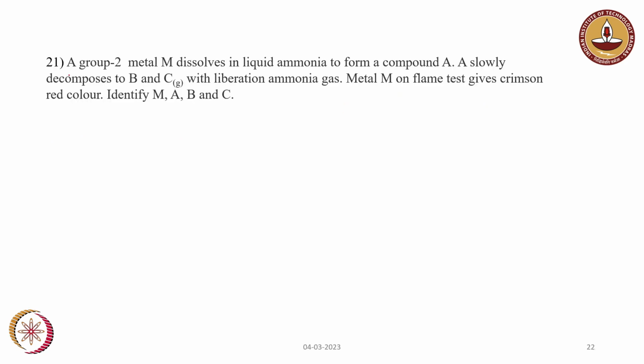So the next question is, a group 2 metal M dissolves in liquid ammonia to form a compound A, and A slowly decomposes to B and C, which is a gas, with liberation of ammonia gas. And metal M on a flame test gives a crimson red color. So identify the metal, then A, B, and C. So we can write down the reactions.